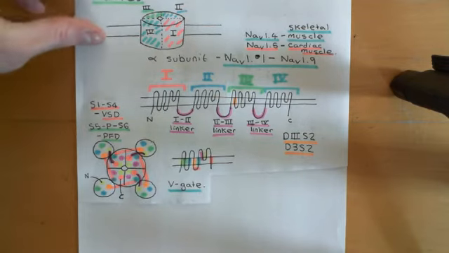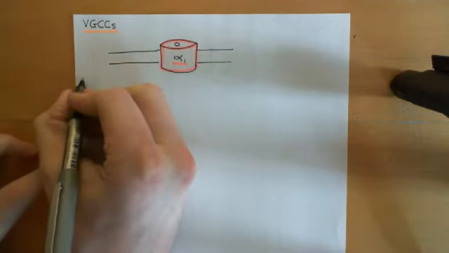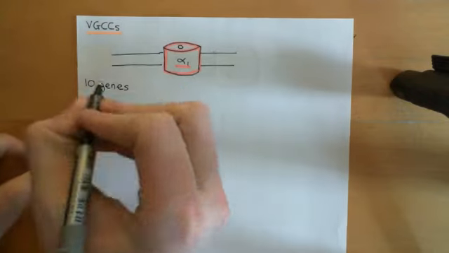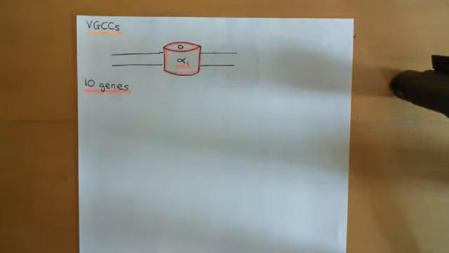Let's now discuss the diversity of different alpha 1 subunits of voltage-gated calcium channels. We saw in the case of the alpha subunits of voltage-gated sodium channels that there wasn't just one. There were 9, remember: NaV 1.1, NaV 1.2, all the way up to NaV 1.9. Well, in the case of voltage-gated calcium channels, there are 10 genes for alpha 1 subunits, and these 10 genes are going to be classified into 3 families.